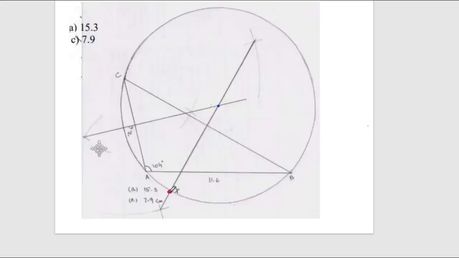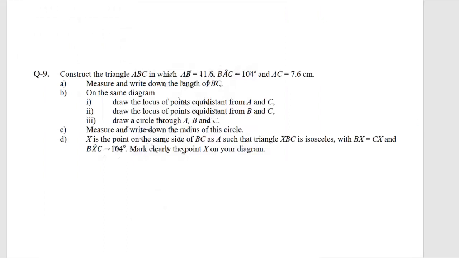If X is over here, it is on the perpendicular bisector, so its distance from B and C will be equal. That is, it will form an isosceles triangle, and the angle of that isosceles triangle over here will be 104 as well. So it will fulfill both the conditions. So this is point X. Mark clearly the point X on your diagram. That is over here.